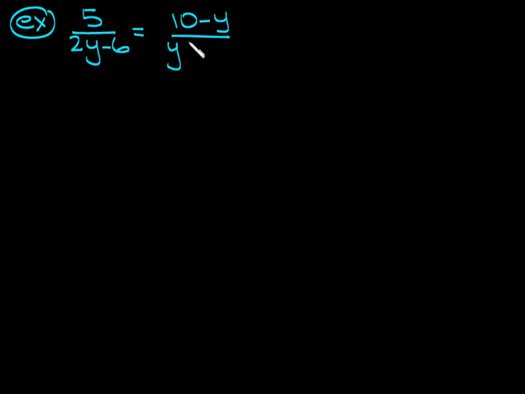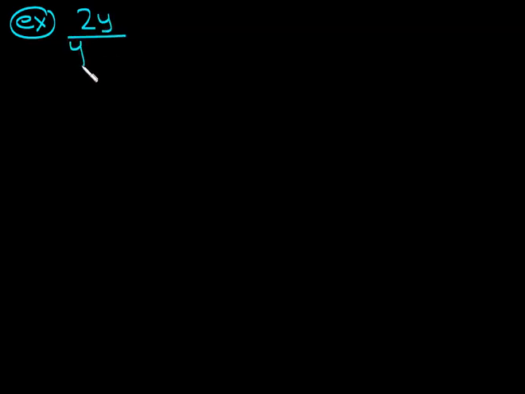The next problem is another problem that has fractions in it. So we have 5 over 2y minus 6 is equal to 10 minus y over, let me actually do a different problem first before I do that one. Let me do this one. 2y over y plus 3 is equal to 3 over y minus 10 plus 2. So let's do this. So this problem again is a linear problem because the degree on y is 1 here.